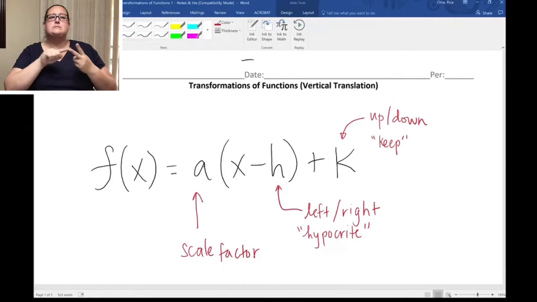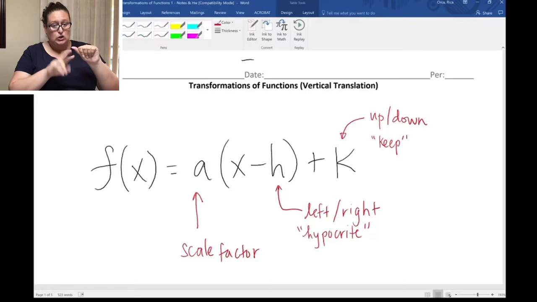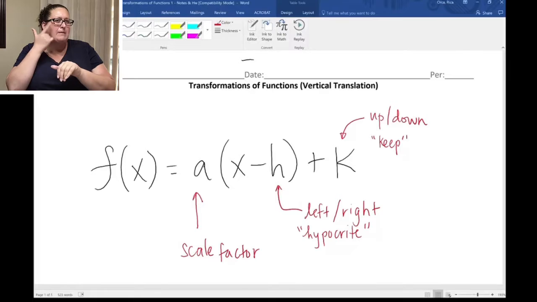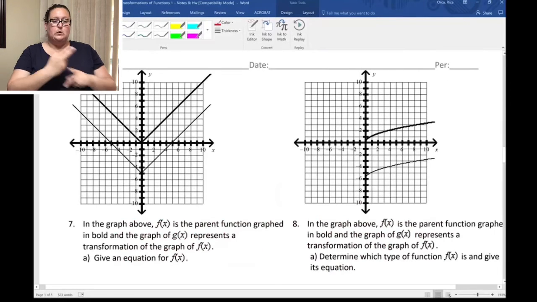So just a few reminders. We have f(x) = a(x - h) + k. a is our scale factor. h will move our graph either left or right. Remember, think of it as a hypocrite because it does the opposite of what you see. k is our outside number, it's outside of the parentheses, and k will move the graph either up or down. And our k value we keep. Using those rules, let's go ahead and get started.